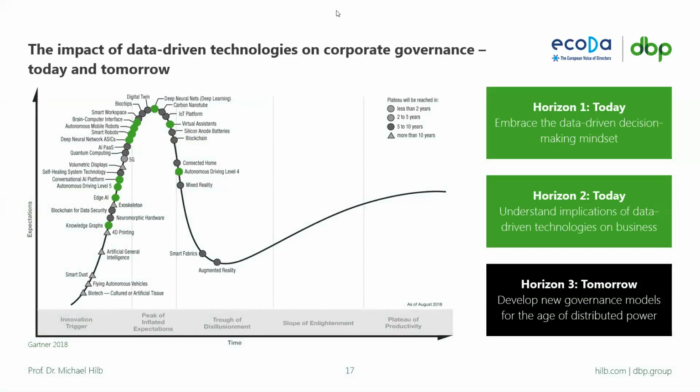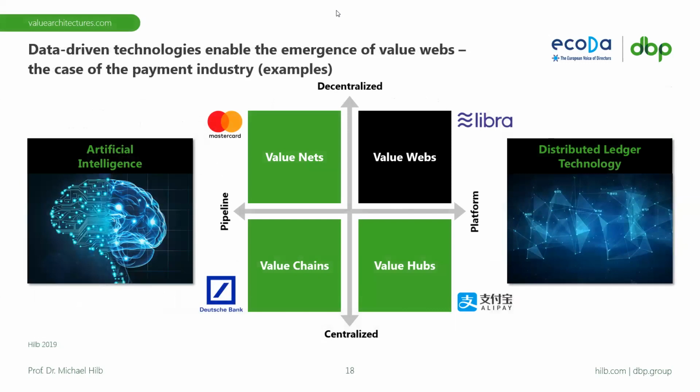So we'll really try to look at Horizon 2 and 3, meaning looking at the real impact of those technologies on how companies operate and how the board should function. Let's move to the next slide. Now, I would say there are two technologies which have really changed and are still changing the way value is being created in today's and probably tomorrow's economy.